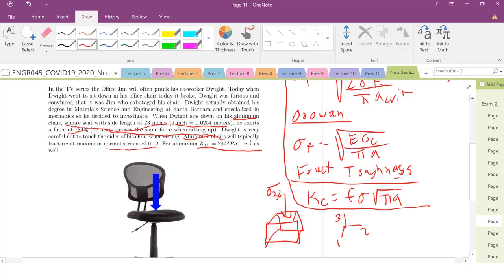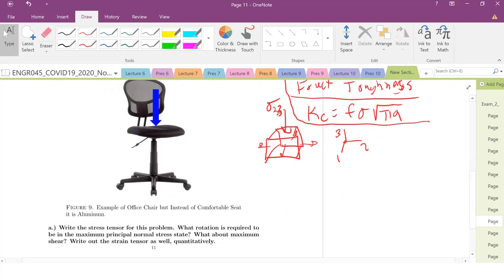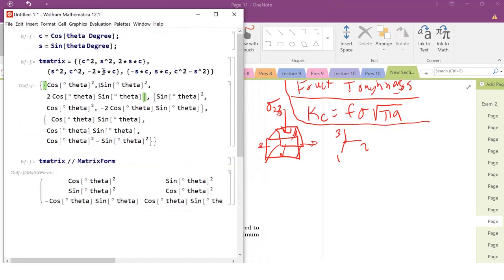When we push down, with this normal stress sigma 3, the material is going to want to expand in this direction, and it's going to want to expand into the board and out of the board. There is no constraint here, and the statement that he's careful not to touch the sides of the chair when sitting means we don't have any shear stresses as well. So let's start to write out our stress tensor for this problem, and we'll actually do the strain tensor as well. I'm cheating already, so I'm going to have my T matrix already set up, because we might have to use that in just a second.